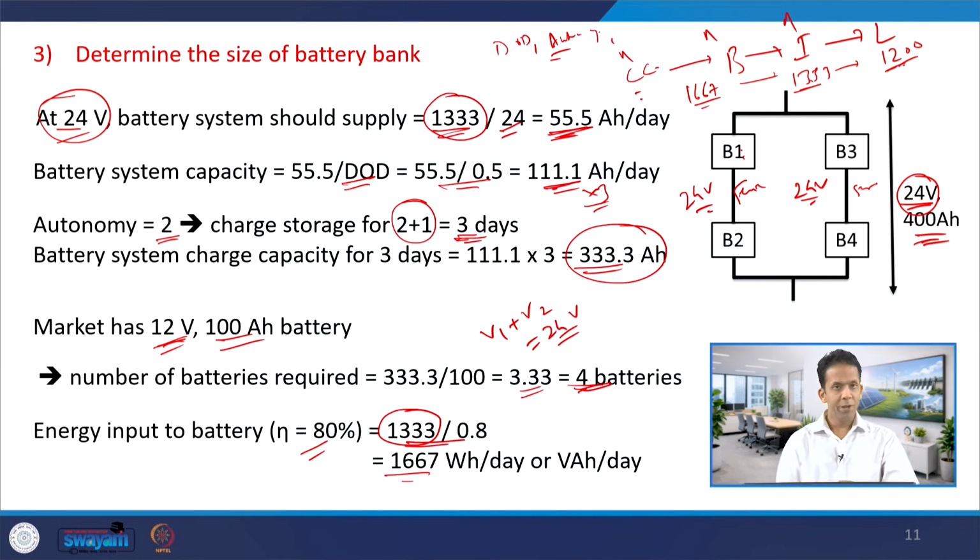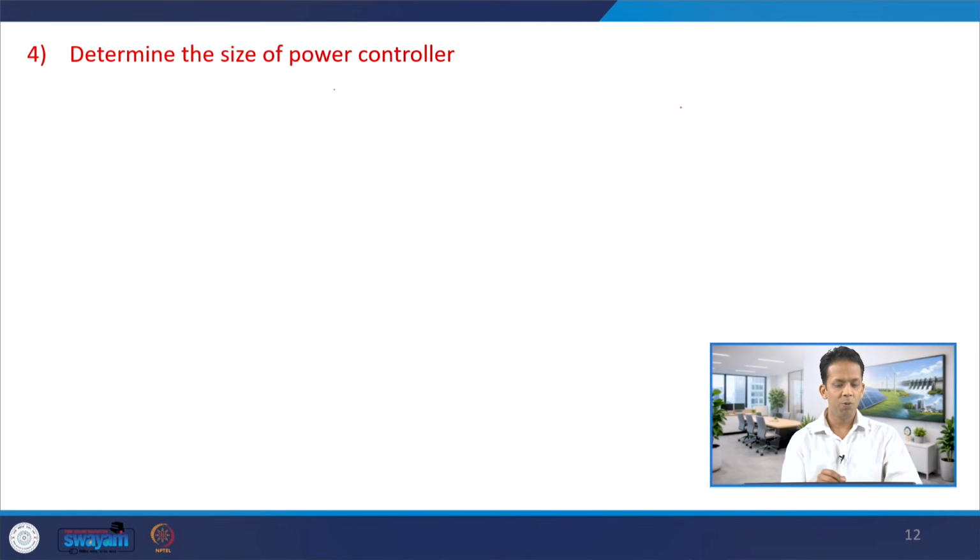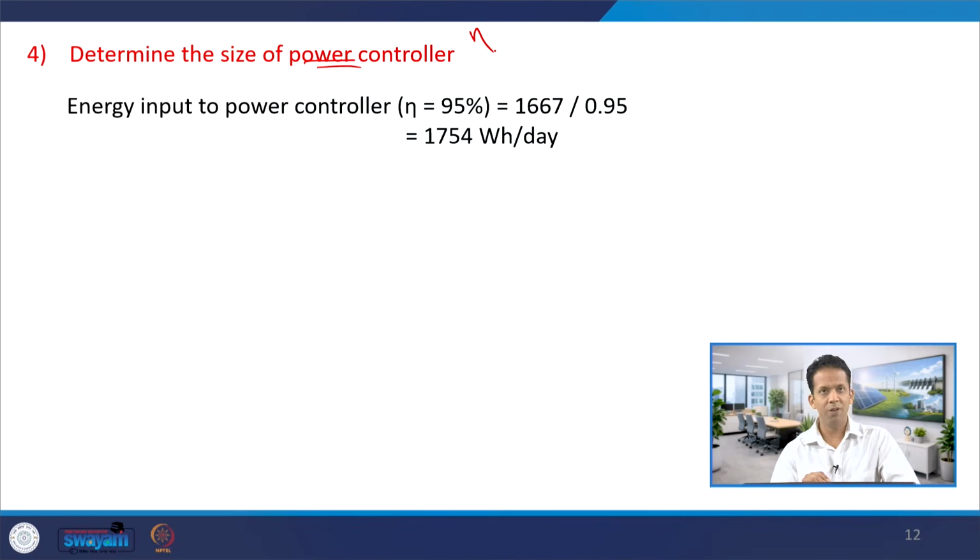Now, the energy input to the battery is 1667. So this is basically the energy output from the charge controller. The fourth step would be determining the size of the power controller or charge controller based on the efficiency of the charge controller. So the energy input would be 1667 divided by 0.95. So 1754 watt hour per day is the energy input to the power controller.